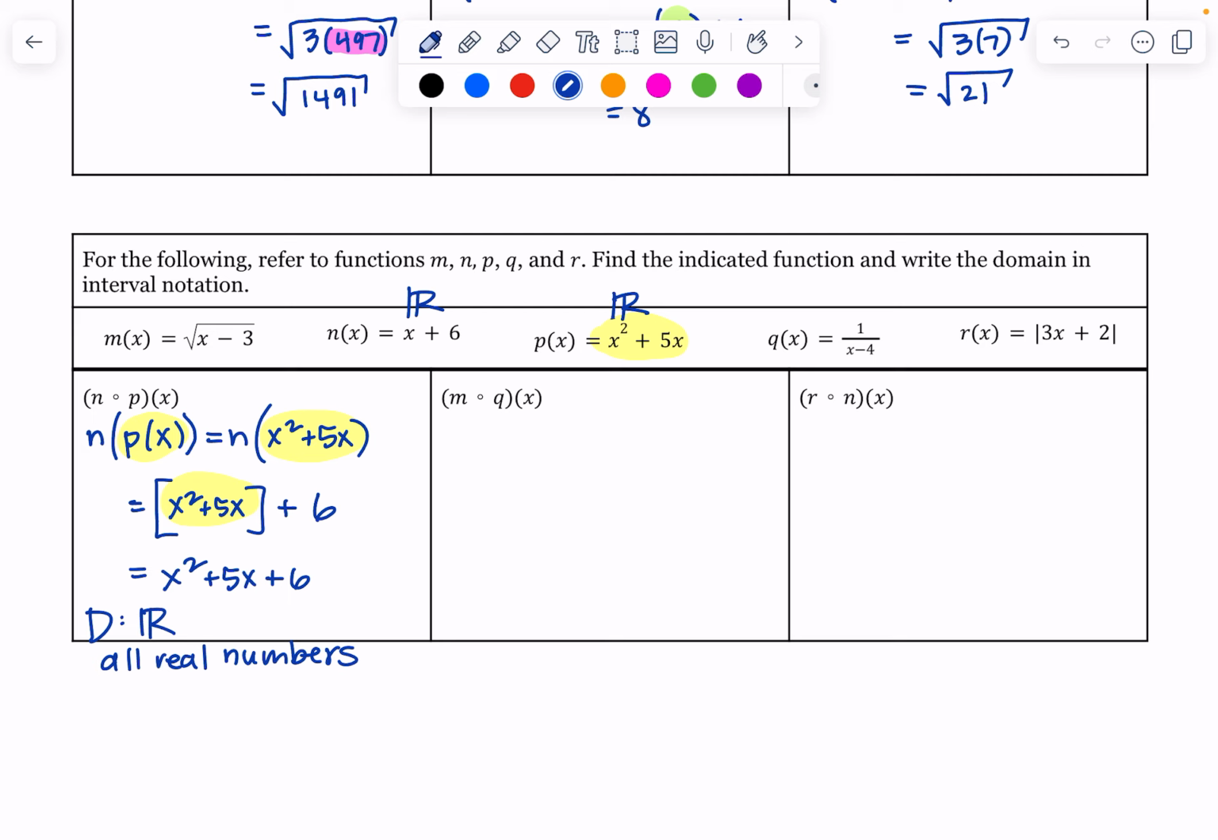All right, m of q of x. We're going to have m of q of x. I write my q's like that so they don't look like 9s. When I look at the q of x, it's right here. Let's use a color. I can use green. I'm going to plug in q of x into m. And in m, my x is inside that square root, so I'm going to take that and plug it in there. When I do that, I'm going to have the square root of 1 over x minus 4 minus 3.